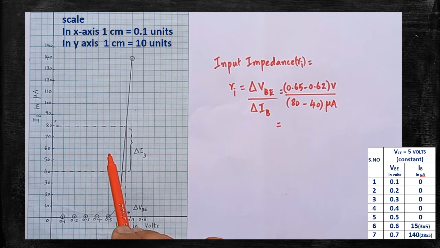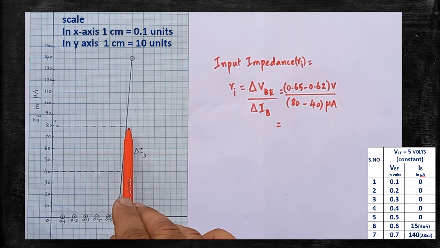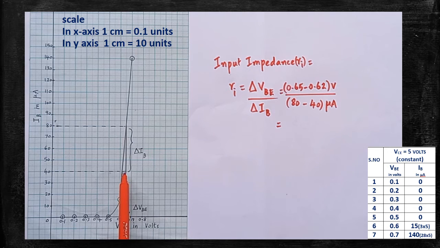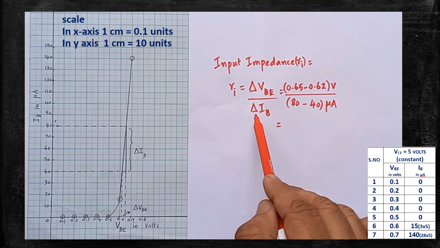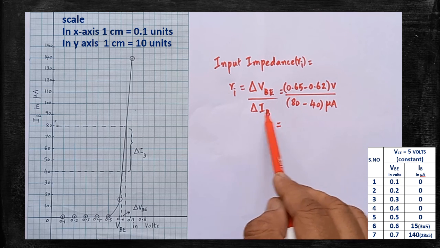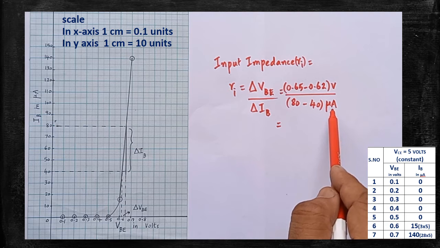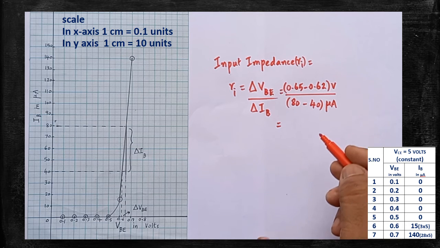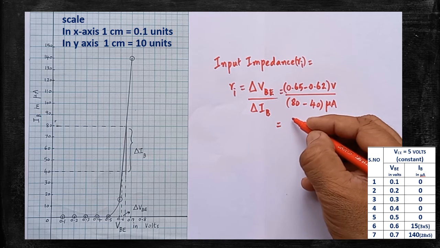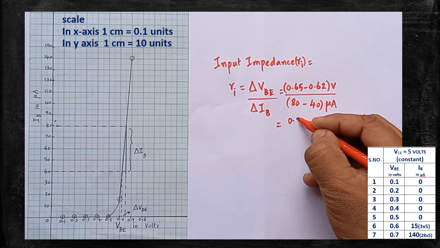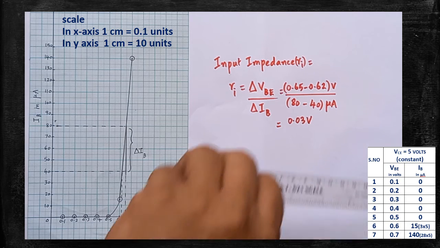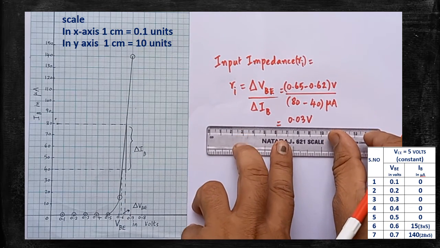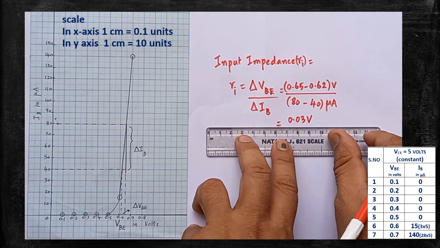Okay, look at the difference in IB. What is the maximum value? 80. If the line is extended you will get the minimum value of IB, that is 40. So 80 minus 40 is the difference in IB, that is del IB, measured in microampere. Now you have to subtract. After subtraction you will get 0.03 volt. Okay, so after that, that is to be divided by which value? The IB value.